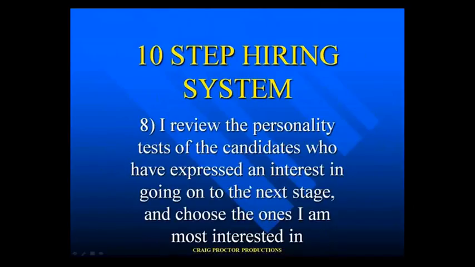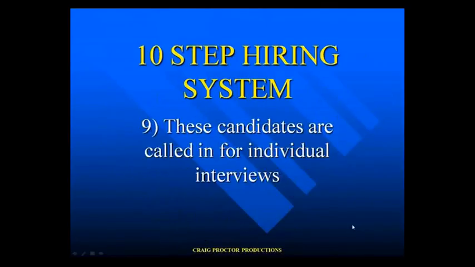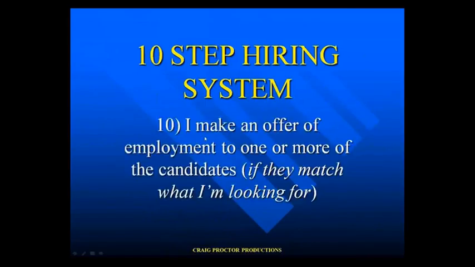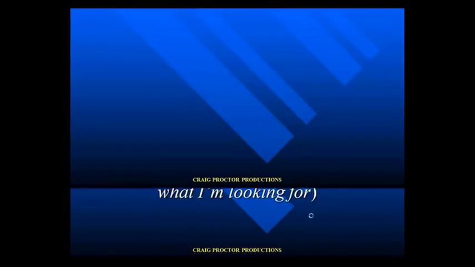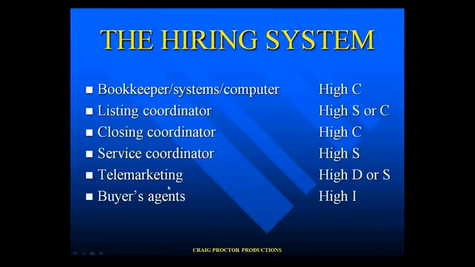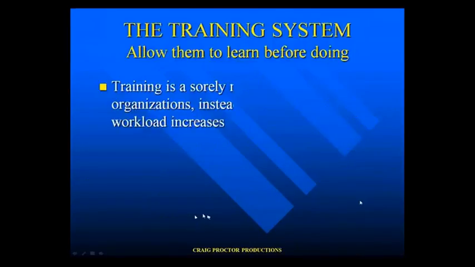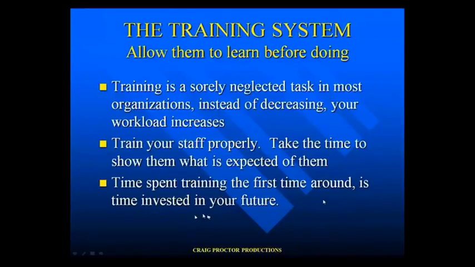I review the personality tests of the candidates who did express an interest in going to the next stage, choose the ones we're most interested in, and boom, they come in for individual interviews, and hopefully I hire one. I make an offer of employment. So that's a system that all of you can duplicate. Now, these are the personality types that you're looking for. I want to hire an admin person. I want an S or C personality. However, if I'm hiring a buyer's agent or a listing agent, I want someone with high I plus lots of D. I want some D there because if they just have I, they may not have enough D to close.